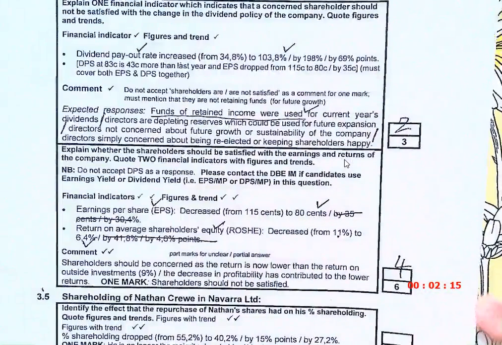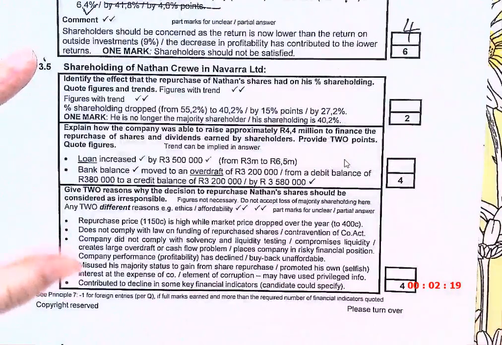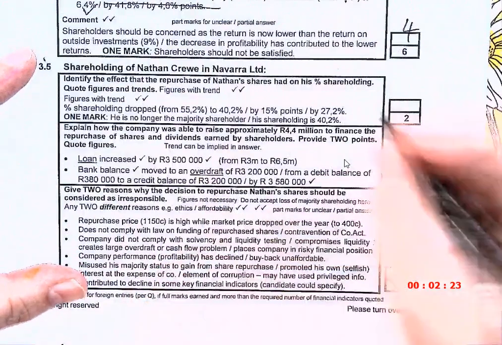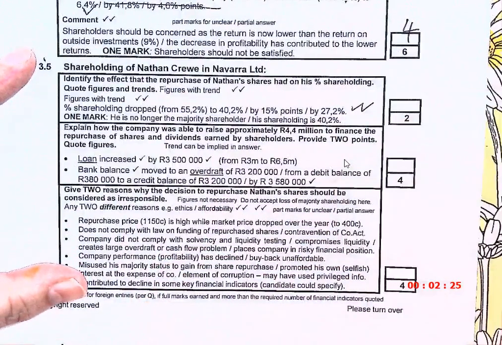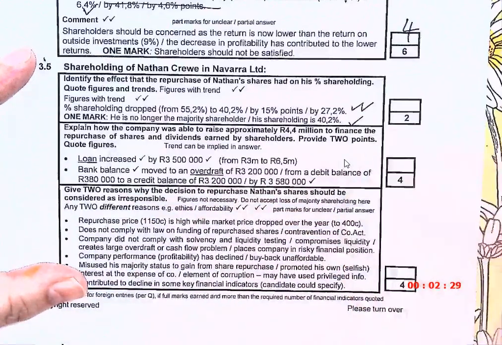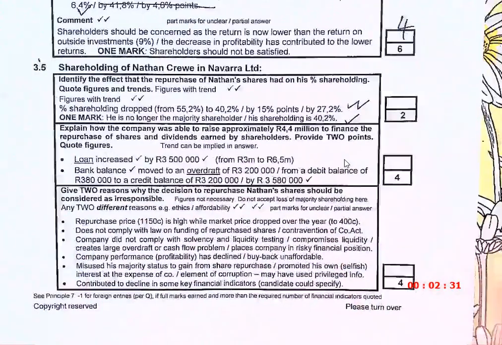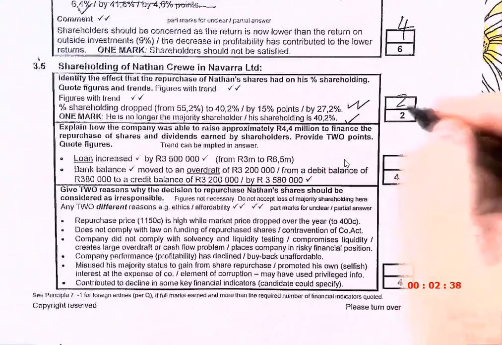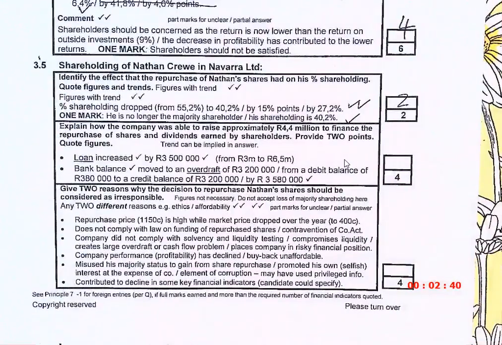Let's see how they marked it. You literally just had to say he dropped from this to this, 2 ticks. If you want one mark, if you just said he's no longer majority. Okay, can you see what is their preference? That you always compare the 2 years. Right, so there's another 2 ticks. So let's go. What's the next question?